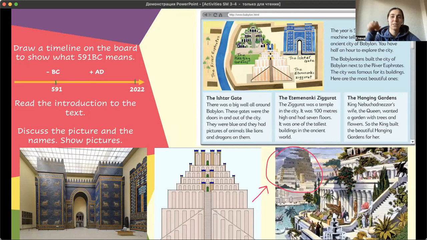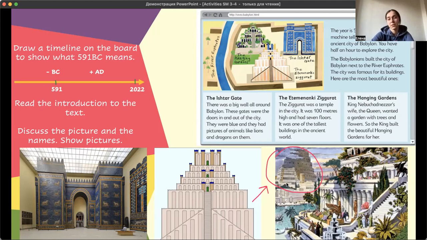Then together we read this introduction to this text, and we look at this plan of Babylon. I would ask them to cover the second part with gates, ziggurat, and gardens, so they couldn't see this text. And instead, I would show them pictures. For example, the first with gates, which are in the museum now. The second is with ziggurat, this temple that they used, and the last with the gardens.